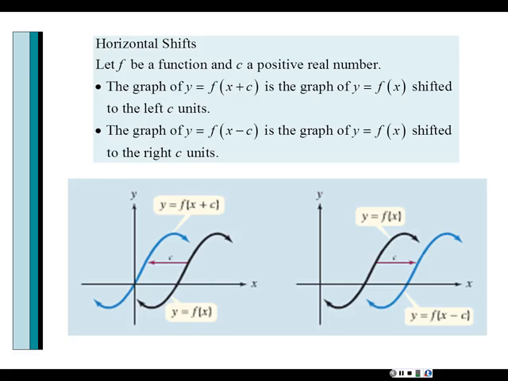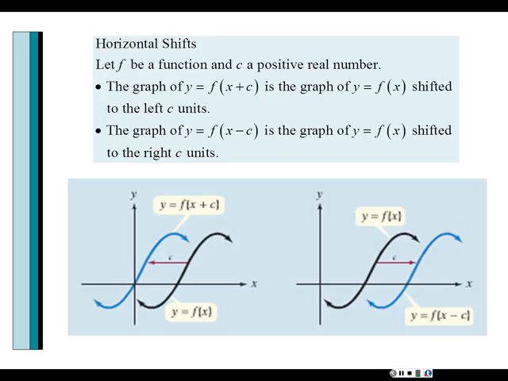Let's look at some horizontal shifts. We looked at some vertical shifts. In the case of horizontal shifts, look at the change. We are basically adding the constant with x, not with the function. Do you see the difference? In the last category, in the case of the vertical shift, we added the constant with the function, right? Now we are adding the constant with the x.